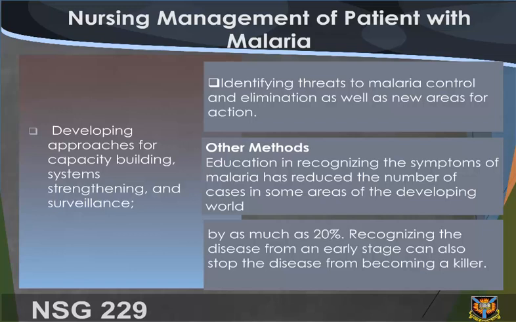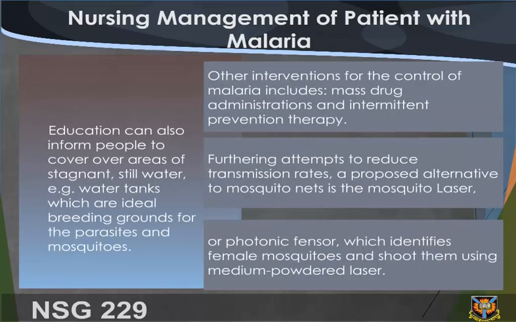Other methods. Education in recognizing the symptoms of malaria has reduced the number of cases in some areas of the developing world by as much as 20%. Recognizing the disease from an early stage can also stop the disease from becoming a killer. Education can also inform people to cover over areas of stagnant still water, e.g., water tanks, which are ideal breeding grounds for the parasites and mosquitoes.